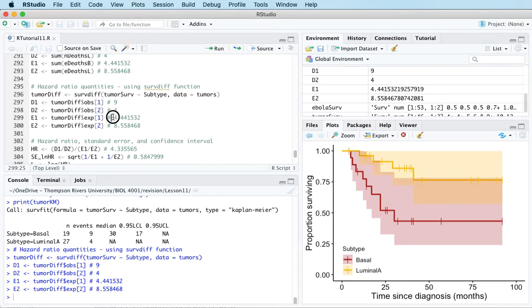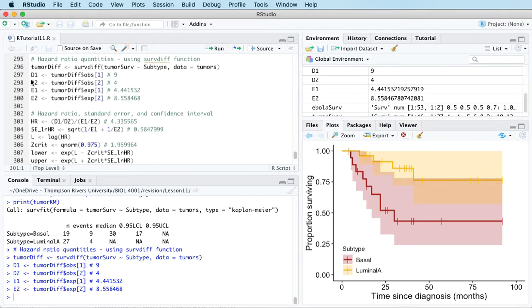These are the two values that would be expected for the number of deaths if there really was no difference in the survival outcomes between the two different subtypes. And so if we combine these numbers in this fashion, D1 divided by D2, all divided by E1 divided by E2, that gives us the hazard ratio.